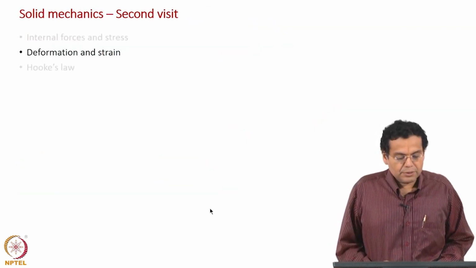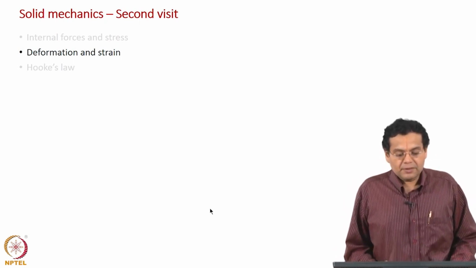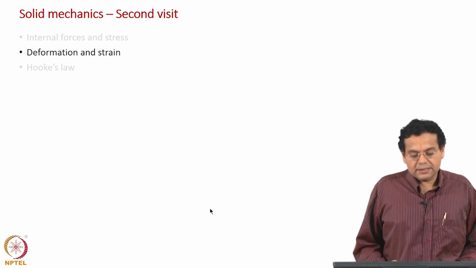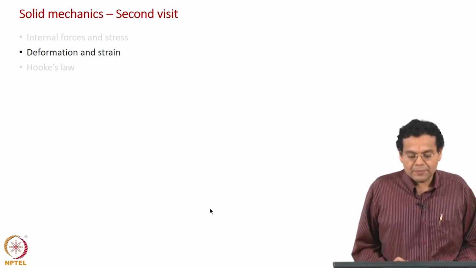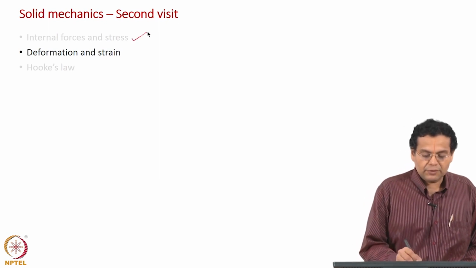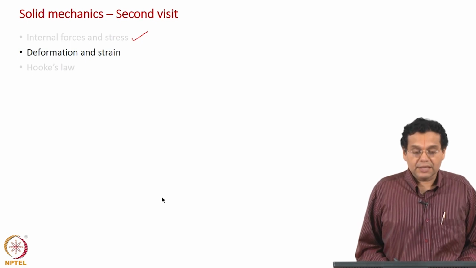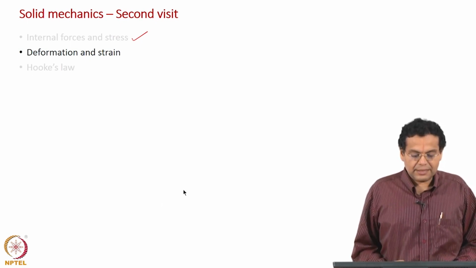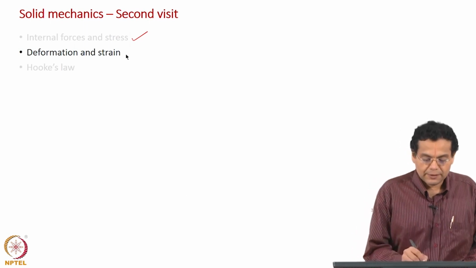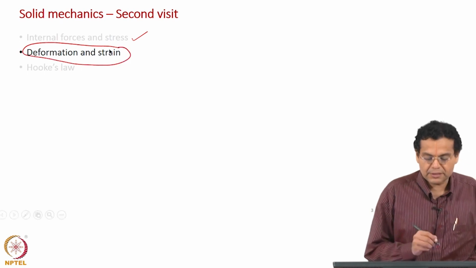Just like we outlined earlier, for solid mechanics, the three titles shown here are the titles for the first, second and third visit. We have discussed internal forces and stress. Now, the second visit's title says deformation and strain, and of course, the third title says Hooke's law. We are going to discuss the second title, which is deformation and strain.